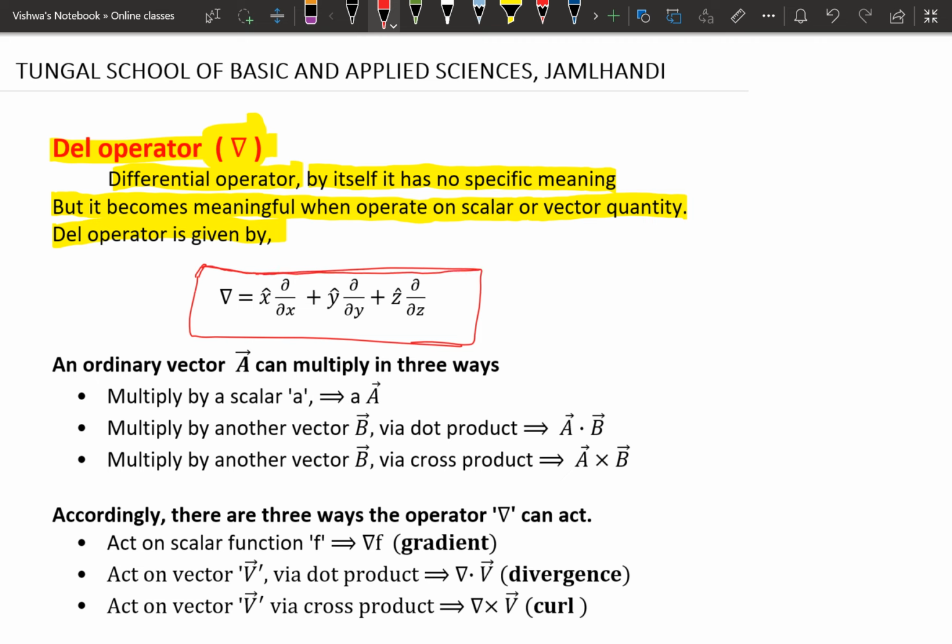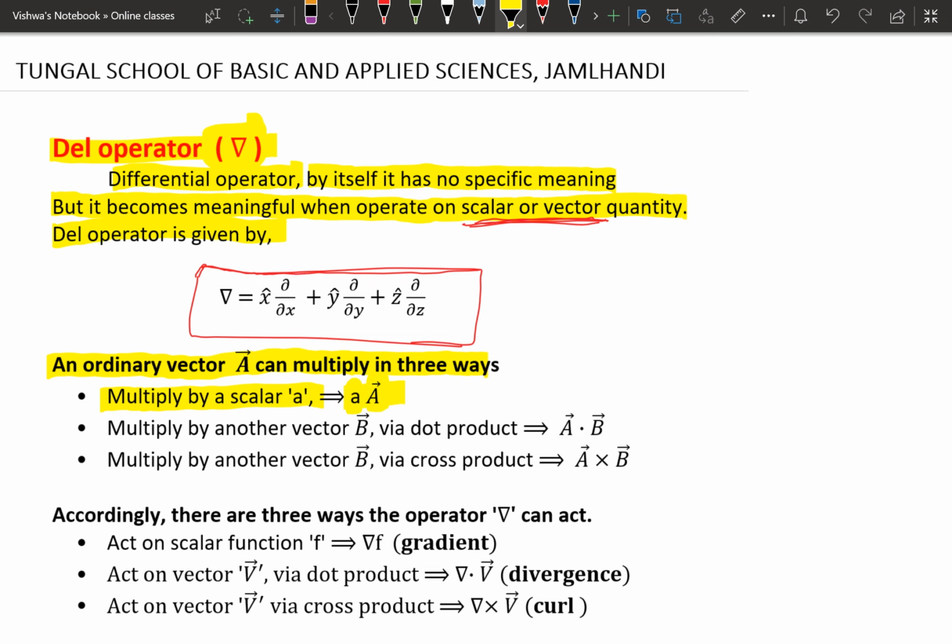So how do we operate this Del operator on scalars and vectors? In which way do we have to operate? First consider an ordinary vector a bar. This ordinary vector can multiply in three ways. One is multiplying by a scalar a. When you multiply a vector by a scalar quantity a, it becomes a times a bar. So this a indicates the multiple of a scalar quantity with the vector quantity a bar.